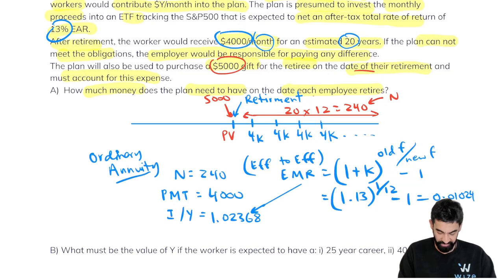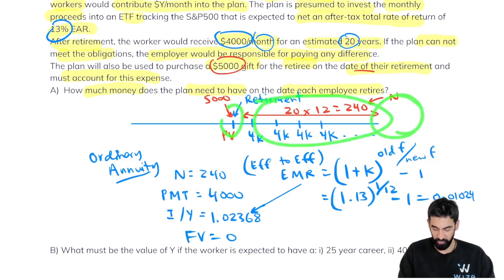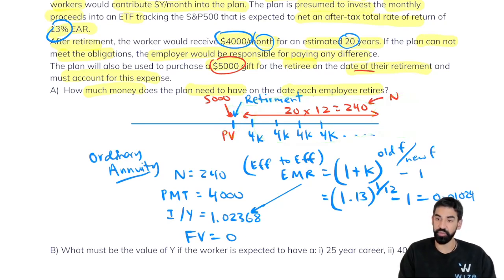And what is my FV? It's 0. Because we're not trying to find it at the end of it, we're trying to find it when you retire. All of these future payments, I want to see what is that worth at retirement. It's always, remember, one period before. So here they told you after retirement the worker would receive $4,000 a month. It doesn't mean on this date they get $4,000. The first payment comes after retirement. So when you discount all of these future $4,000 payments, 240 payments of $4,000 each, it gives you right here.